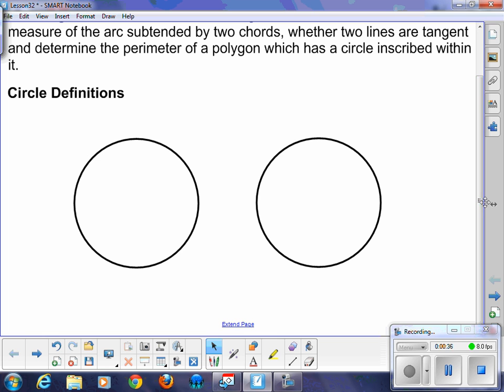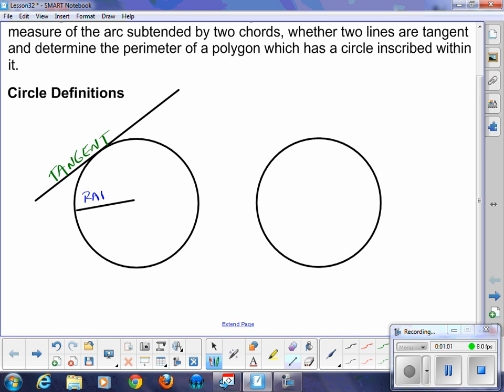So first thing I want to do is talk about definitions. A couple of new definitions here. Some people might remember these already. I've got two circles drawn for us, so that we have a little bit more room to write. Anything that touches the circle in one particular location is what we call a tangent. If it goes from the center of the circle to the edge, we call that the radius.